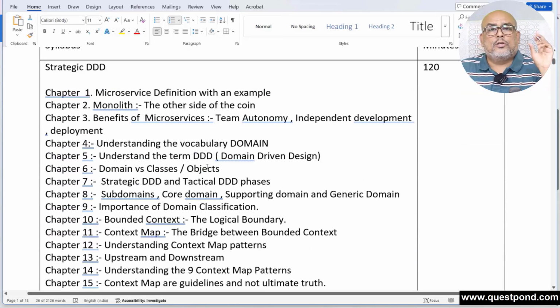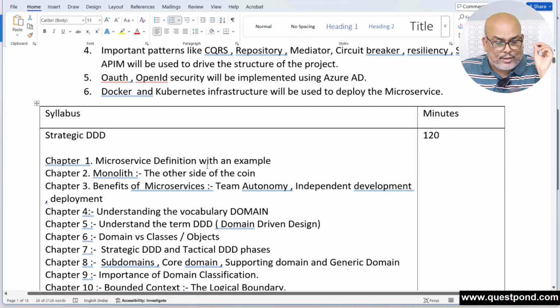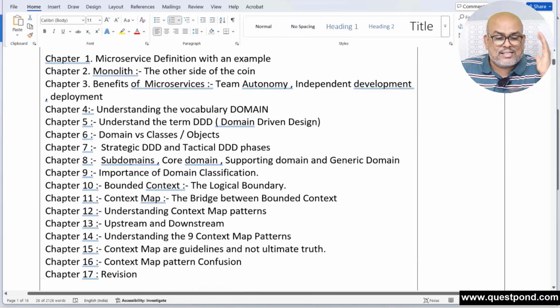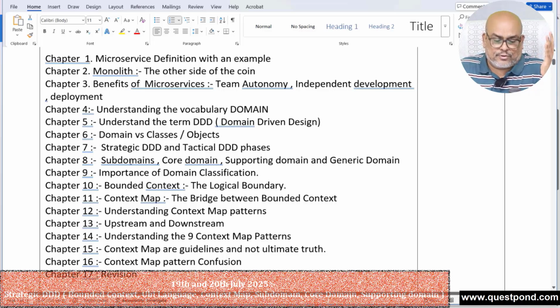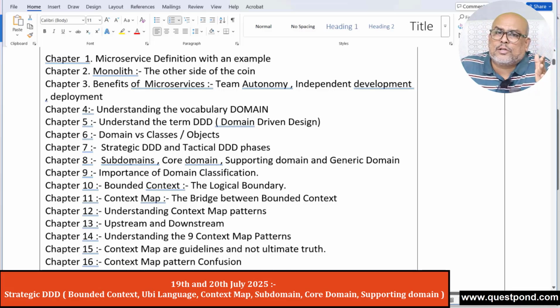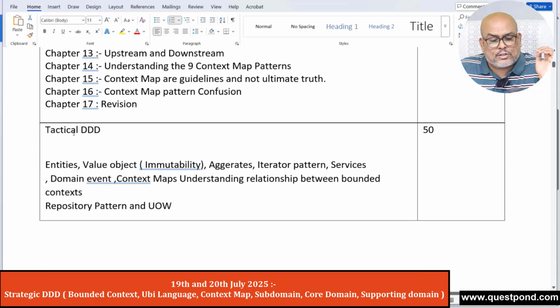So first, coming Saturday, Sunday, 19th and 20th, my focus will be on these 17 chapters if I can complete them, right? And just in case we cannot complete on Sunday, we'll again start from the next Saturday. That's how it works, right? Then we'll start with tactical DDD.